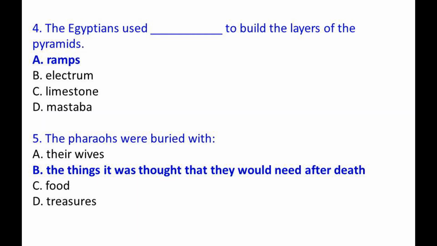4. The Egyptians used dash to build the layers of the pyramids. A. Ramps. B. Electrum. C. Limestone. D. Mastaba. Correct answer is A. Ramps. 5. The pharaohs were buried with A. Their wives. B. The things it was thought that they would need after death. C. Food. D. Treasures. And the correct answer is B. The things it was thought that they would need after death.